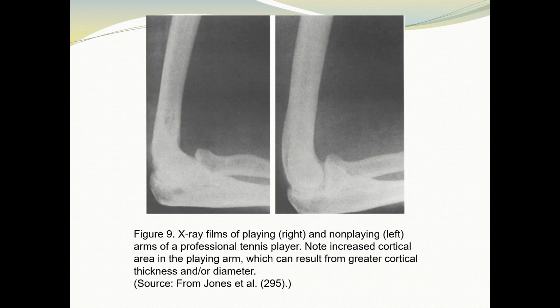This illustration shows the x-ray films of the playing and non-playing arms of a professional tennis player. So without even reading which one was the playing arm, you can see that it's the right illustration, and the non-playing arm is the left illustration. I used to work at a racket and swim club when I was in high school. I was a lifeguard, and I did notice that tennis pros had notably larger dominant arms than their non-dominant arms. So if they were a right-handed tennis player, which most were, they had a larger right arm.